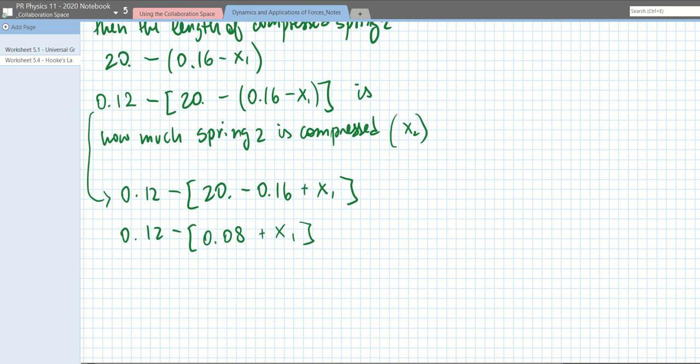Let's simplify it one more time. Let's remove this bracket here, the square one. So we're going to get 0.12 minus 0.08 minus x1, and do the last subtraction here. So we get 0.12 minus 0.08 is going to be 0.04.